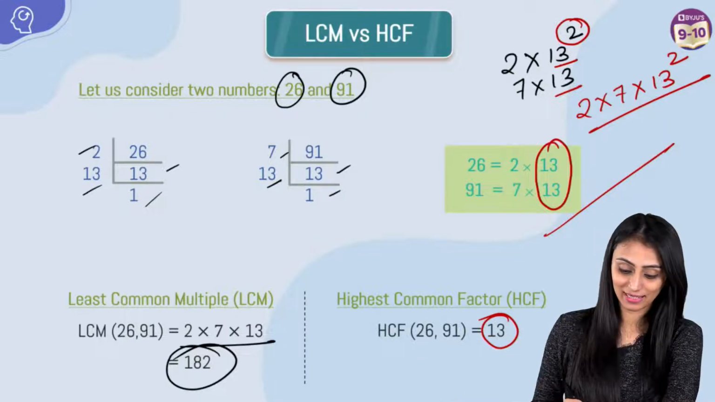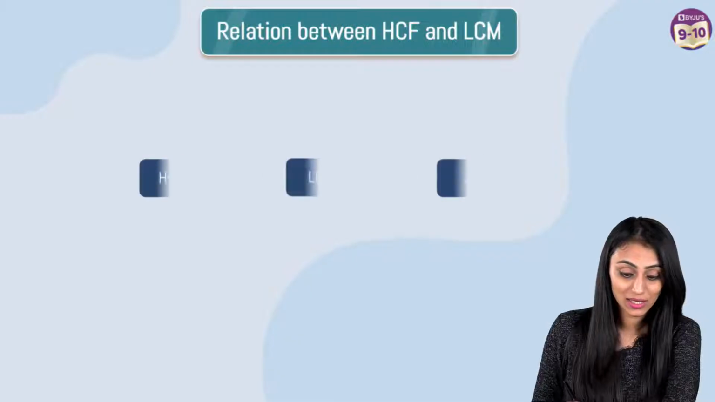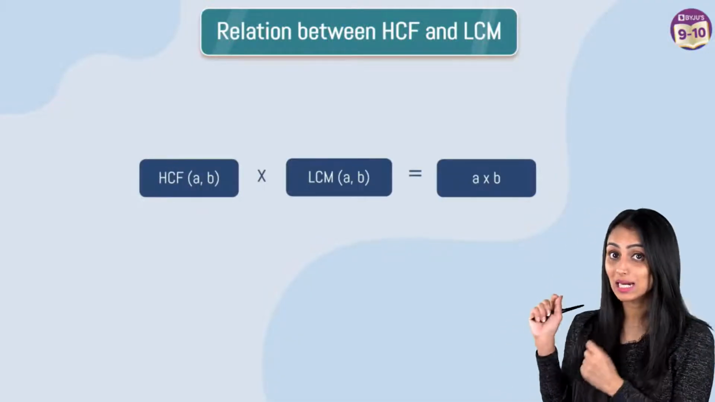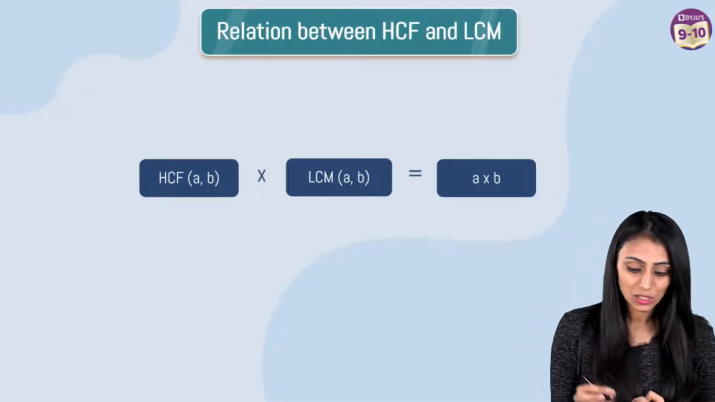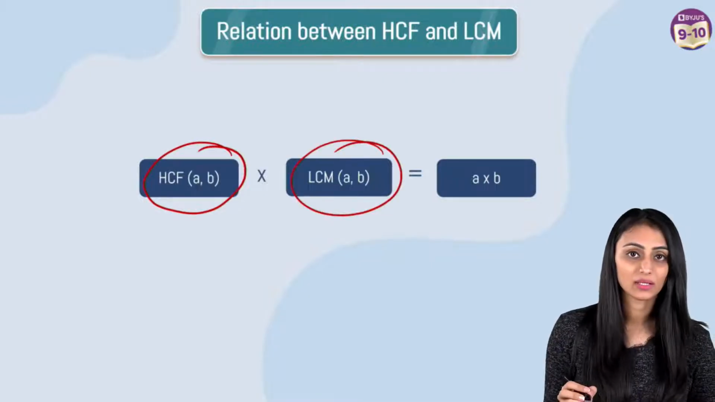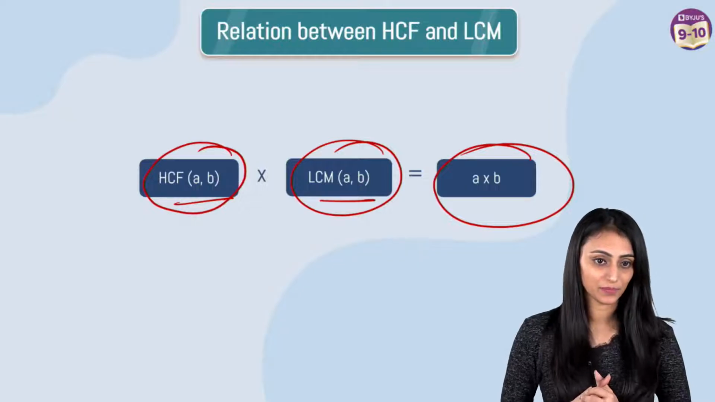This is clear, great. Now let's find out the relation between HCF and LCM. There is a relation basically, and trust me, this relation helps you solve a particular type of question so quickly. Let's say we have two numbers A and B. The product of HCF and LCM of two numbers is equal to the product of the numbers.